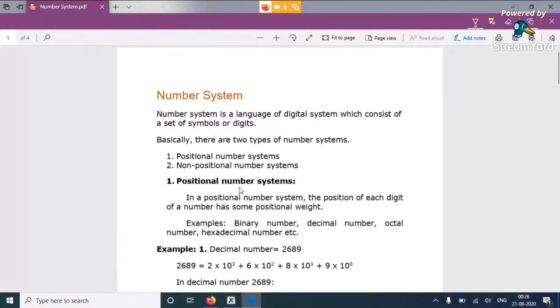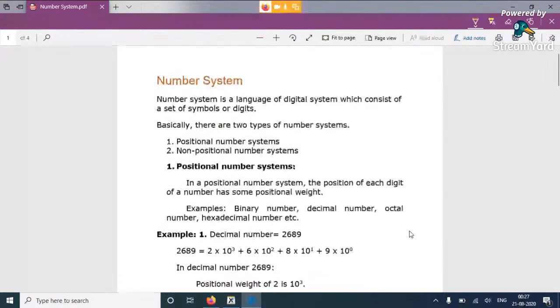So the first one is the positional number system. In a positional number system, the position of each digit of a number has some positional weight. In this category, the binary number system, decimal number system, octal number system, hexadecimal number system, etc. are examples of positional number systems. We always use the decimal number system in our daily life, so the decimal number is a simple example of a positional number. I will explain here why this is called a positional number.